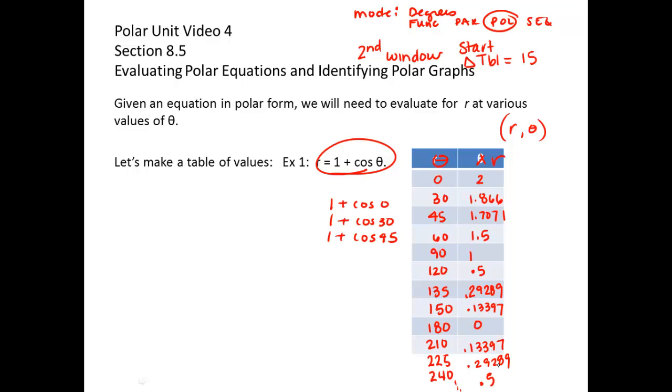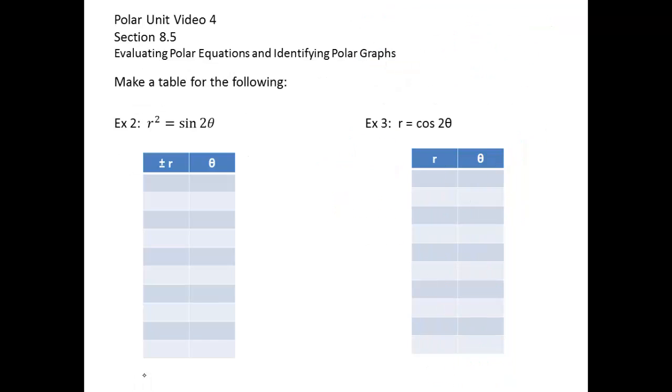All right, so I've completed my table. And to be honest, this is as much as I want you to be able to do with the graphing calculator without me. So if you can go ahead and just complete the table, then you've got everything we needed. All right, let's take a look at this one.